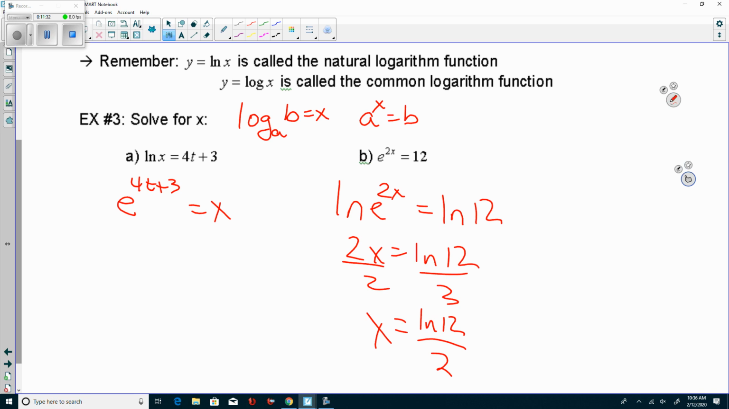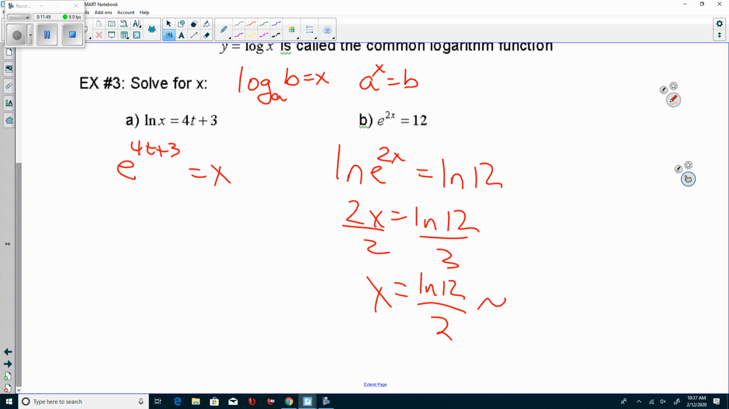Sometimes you'll see that in the back of the book. That's fine. If it says to the nearest tenth, nearest hundredth, whatever, then you just evaluate it in your calculator. Do not tell me that the natural log of 12 over 2 is natural log of 6, because that is not correct. I think when you put this in, you get approximately 1.242.